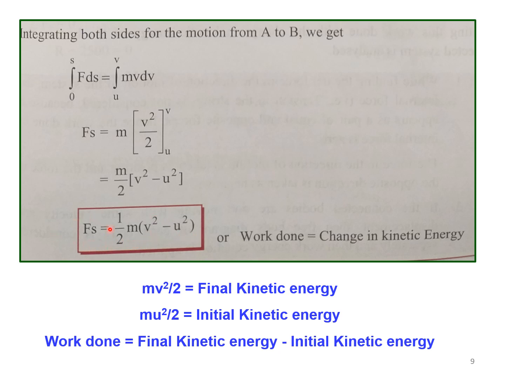F into s is nothing but the work done, that is force into displacement. Therefore, we get work done is equal to change in kinetic energy, because m v square by 2 minus m u square by 2. So m v square by 2 is the final kinetic energy and m u square by 2 is the initial kinetic energy. Therefore, we get an equation: work done is equal to final kinetic energy minus initial kinetic energy. This equation we call the work energy equation, or the principle of work and energy. We are going to make use of this equation in order to solve the problems of dynamic equilibrium.